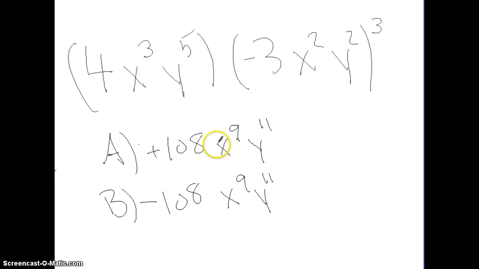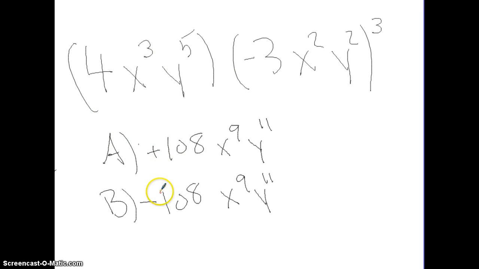Because all you really need to determine, notice that this is positive 108 x to the ninth y to the 11th, and this is negative 108 x to the ninth y to the 11th. All you really need to determine is whether the answer is positive like this one or negative like this one. Over the next several years, the PARCC test is no longer multiple choice, and so test-taking strategies like this don't work anymore. But it will work for this.